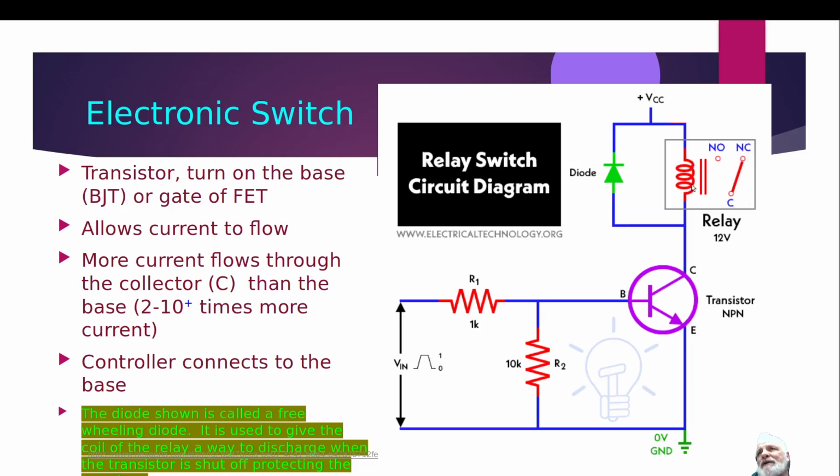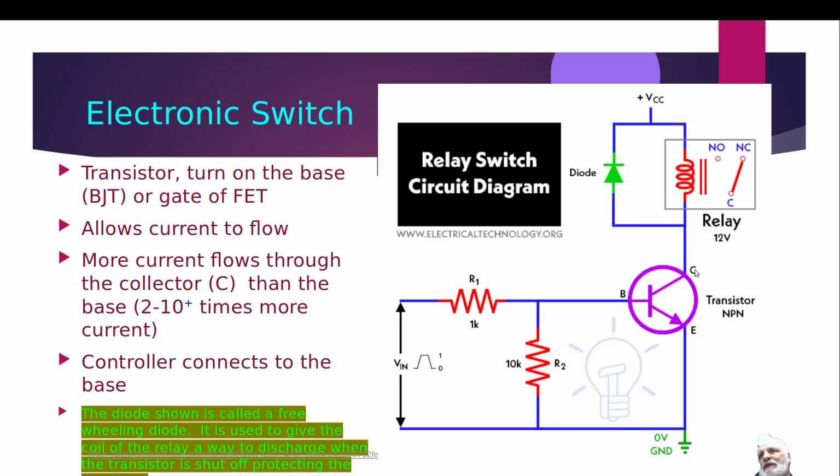Now relays or electric motors have a coil in them. Another word for coil is an inductor. What this does is it stores magnetic energy in a magnetic field, and when you shut that off, that energy needs to be discharged. So when you try to shut off the transistor, you need to discharge the energy out of this coil. And so this diode here is what we call a freewheeling diode.